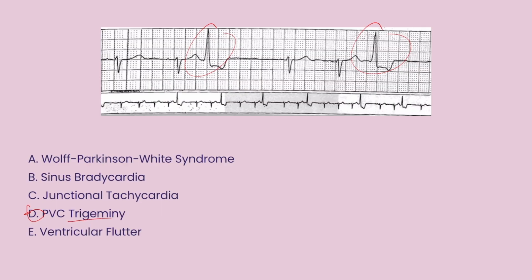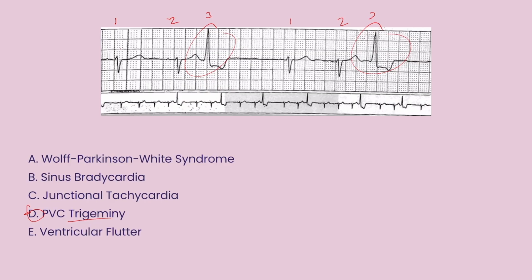Now, if you don't know what trigeminy means, let's think about it, okay? Tri is 3. Gemini is just going to describe kind of our pattern of the PVC. So every third beat, we've got 1, 2, and 3. And then 1, 2, and 3. So every third beat, we have a PVC that is trigeminy. Bigeminy would be every second beat, or so on and so forth.